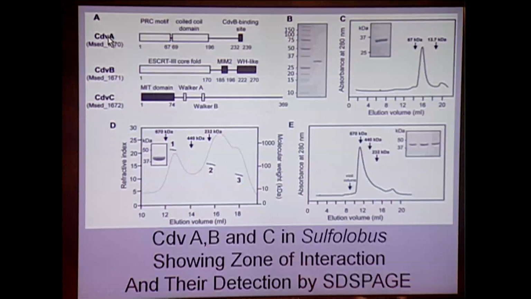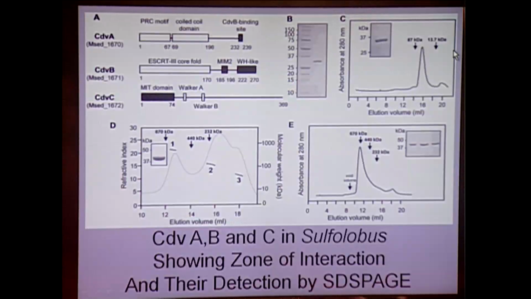The phenomenon of cell division in Archaebacteria is controlled by a unique group of genes which is commonly called the CDV operon. You can see in this slide that there are three specific CDV genes, CdvA, CdvB and CdvC, and they show overlapping, and the proteins are purified and separated by SDS-PAGE. The proteins are separated and also detected.